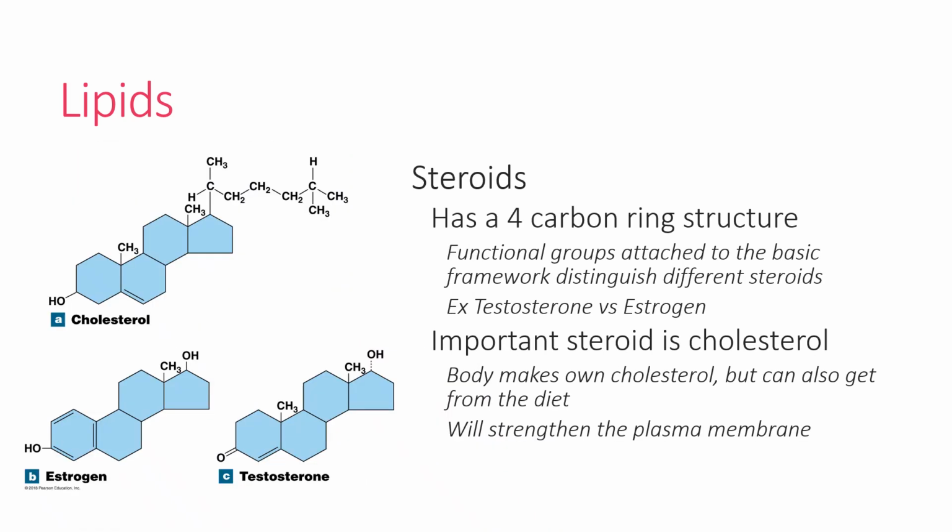Our next category of lipids are going to be our steroids. So steroids do have what we call a 4-carbon ring structure. You can see 1, 2, 3, 4 carbon rings. And then we have just different functional groups attached to this basic ring structure, which is going to make the difference between these different steroids. So a lot of these different steroids are very close, with minor changes in these functional groups.